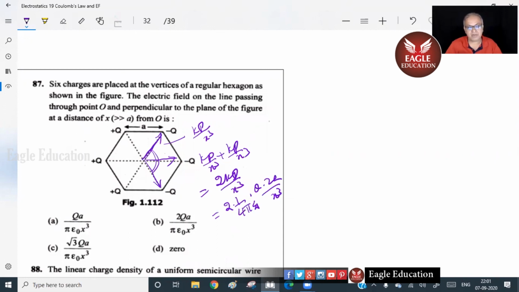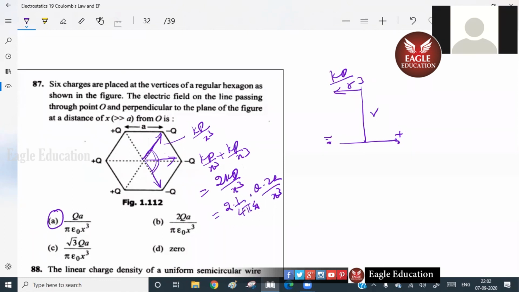I don't know whether you understood. Do you? Hello, children. Yes, sir. Perpendicular bisector, it is like this, Kp by r cubed, and parallel to this one. So there are three dipoles. So the answer is what? This one. Isn't it so? You're not speaking, Chinda. Yes, sir.